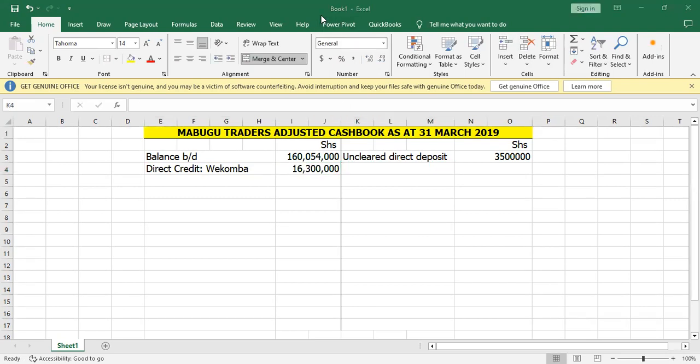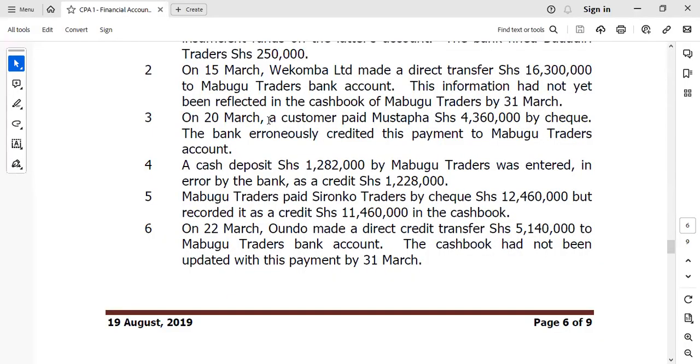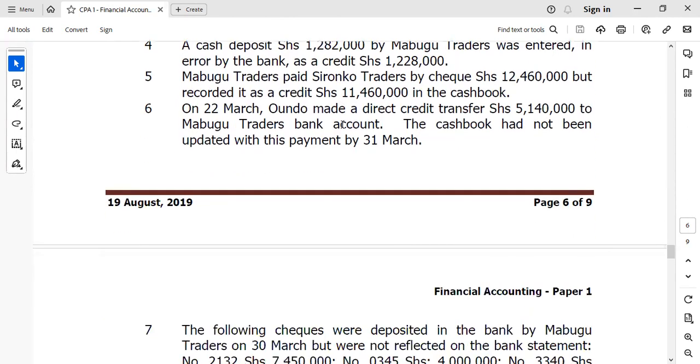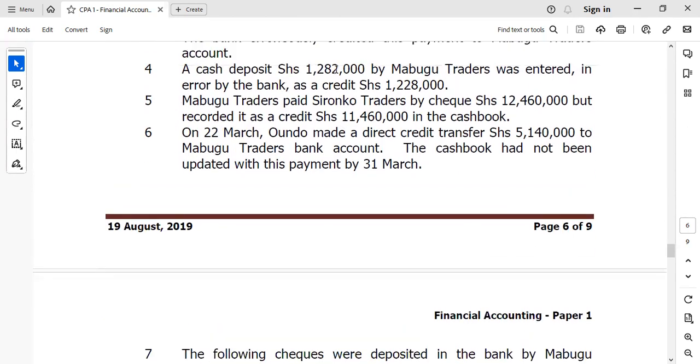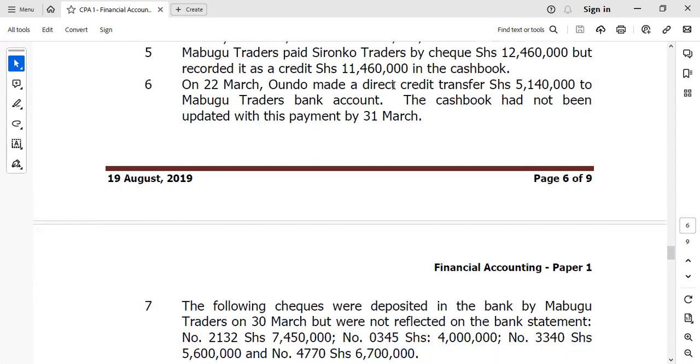Then the next item we have, that is now Roman 3. We move to the third discrepancy. On 20th March, a customer paid Mustafa shilling, but this was erroneously repeated to the Mabugu Traders bank account. Okay, this is the bank error. We don't need this in our cash book, so I can move to note 4. Cash deposit of 1,282,000 by Mabugu Traders was entered in error by the bank as a credit. Okay, skip that. It's a bank error.